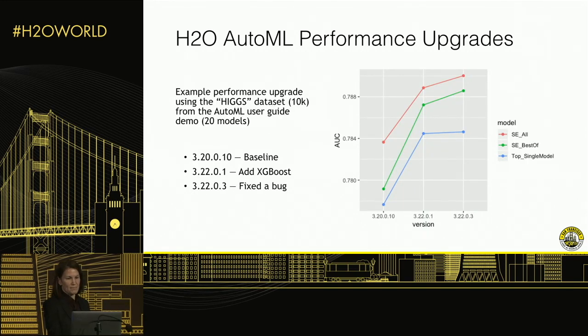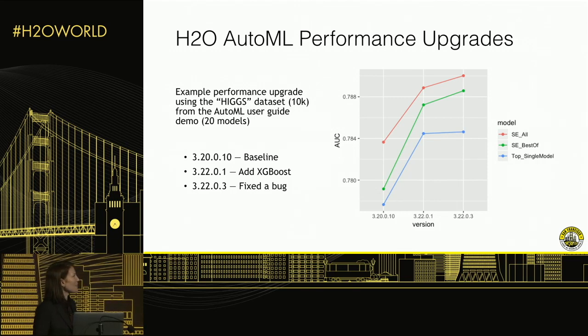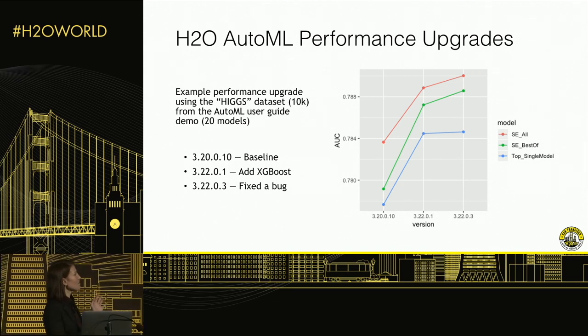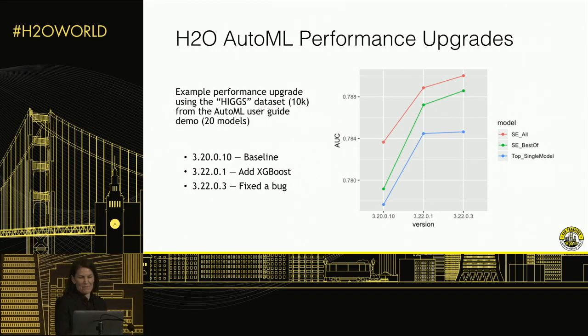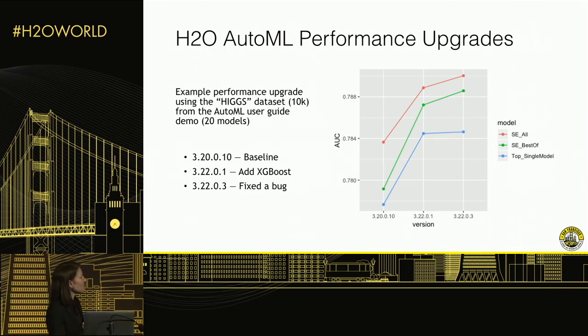This is just one simple example. There's this Higgs data set that I probably overuse for demos, but it's on the AutoML web page in our user guide, so if you want to replicate this experiment, you could. Essentially, it's a 10,000 row data set, a binary classification problem, and I ran AutoML on the last 3 versions. There's a bug that we fixed, which was fun because the performance increased when we fixed the bug. So that was the last version that we tested.